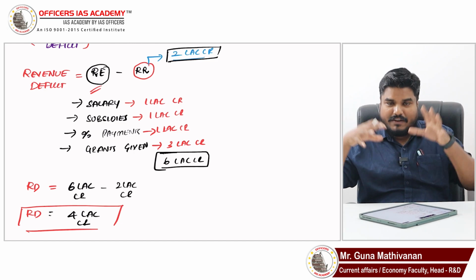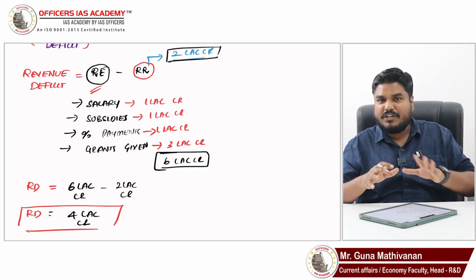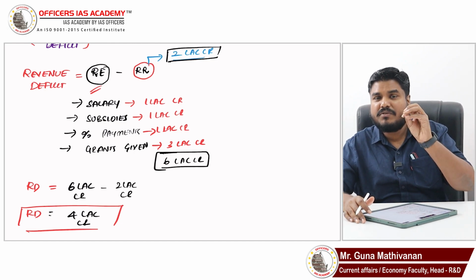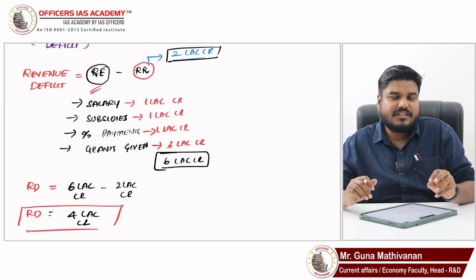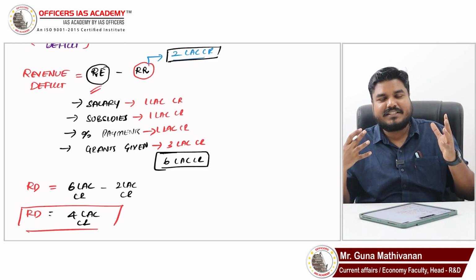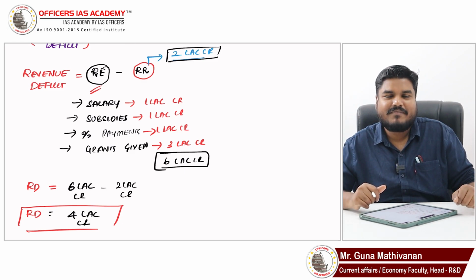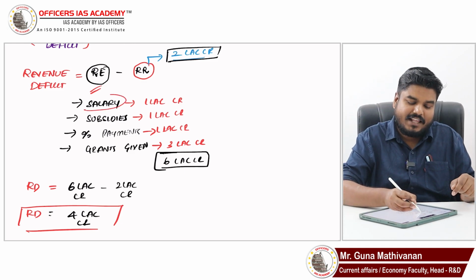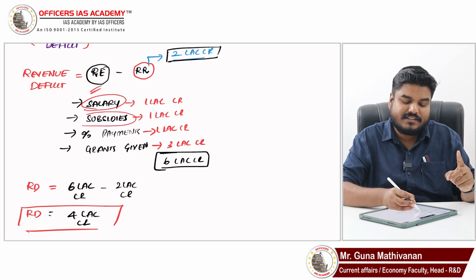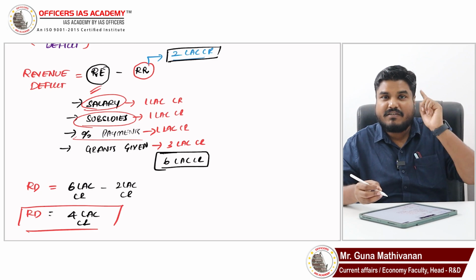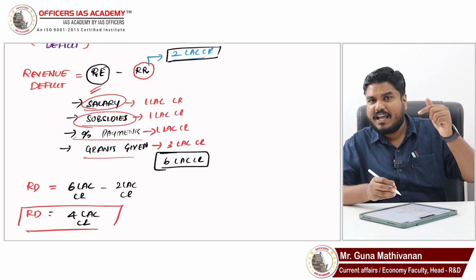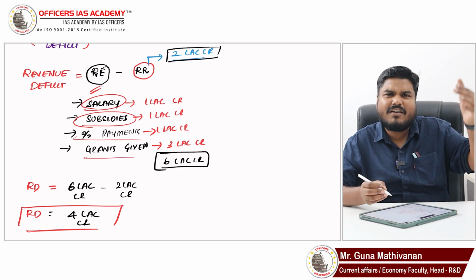Similarly, for government also, there should not be revenue deficit. A government should not have revenue deficit. But unfortunately, year after year, the governments are having revenue deficit. For paying salary, government is having shortage. For paying subsidies, government is having shortage. For paying interest, government is having shortage. For giving grants, government is having shortage. There are a lot of shortages.